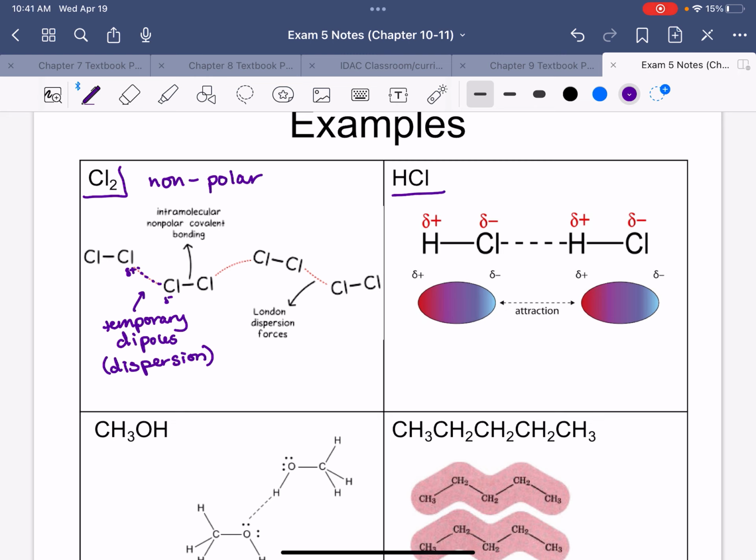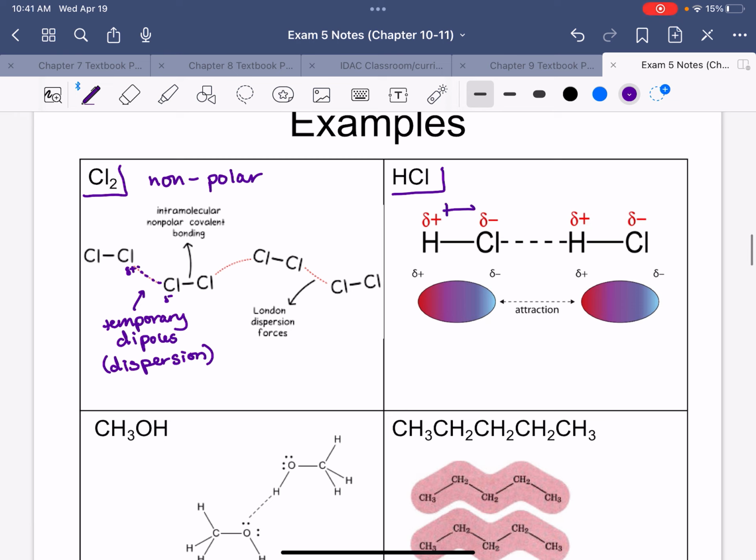Now let's look at HCl. So we know in the Lewis structure of HCl that chlorine is more electronegative, and so it has that partial negative charge. And so you end up with this pretty strong attraction between the partial negative and the partial positive. And that molecule, because it is polar and has a net dipole, we have that dipole-dipole attraction.